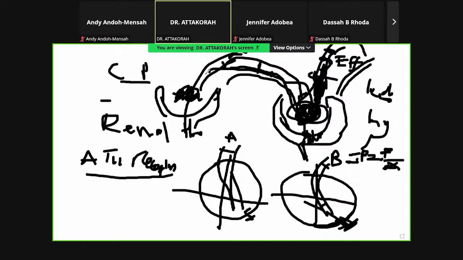So if you are stimulating the angiotensin 2 receptors, it will cause vasoconstriction. So I'm saying that it will further narrow the lumen of the efferent. If it does that, what will be the effect? There will be an increase in the capillary pressure, and therefore there will be what? More ultrafiltration. So we increase the ultrafiltration.